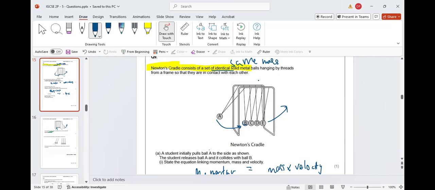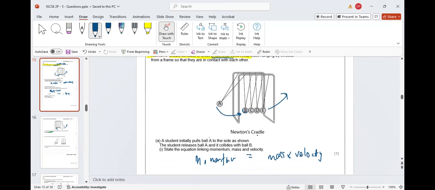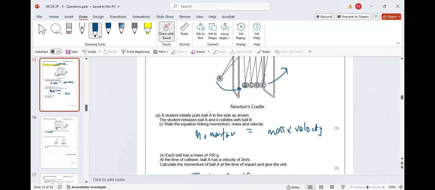But A gives the momentum to B, B gives the momentum to C, C gives the momentum to D, and D finally gives the momentum to E. E is free to move, so E will move. As A stops, the whole momentum has to be given to E from A. So therefore E moves with the same velocity A had.